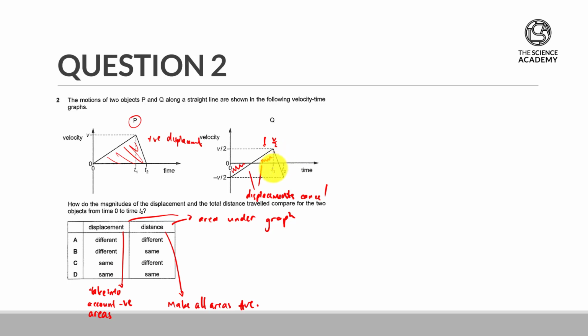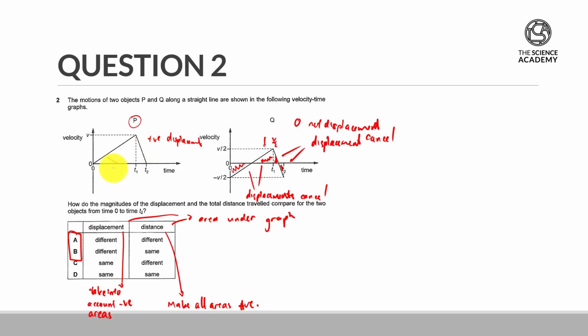The same thing is going to happen between T1 and T2. The area here is roughly going to be the same as the area here, and therefore the displacements also cancel. So as such, for Q, you got a 0 net displacement. So this would mean that their displacements are different. So the answer is either A or B.